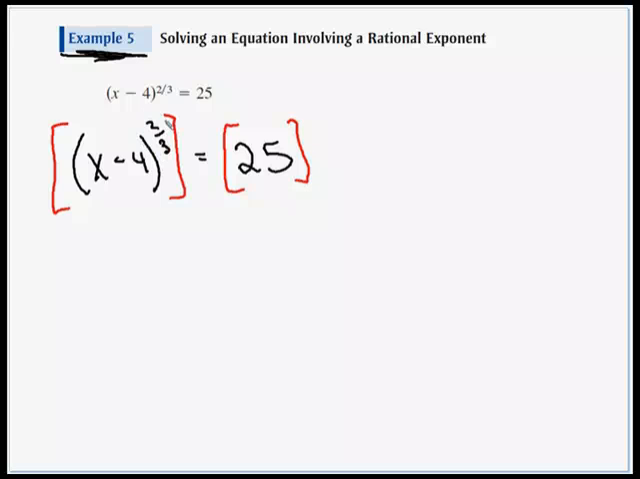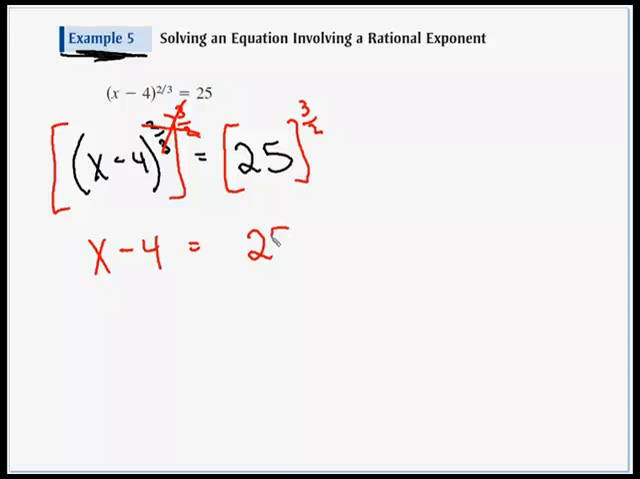And what would we use to get rid of this 2/3? Well, we're just going to use its reciprocal, 3/2. So now the 3/2 and the 2/3 will cross each other out and become a first power. So this is just x minus 4 to the first power. And of course, to be fair, we're going to have to do this side by the 3/2 power too. And let's see if we can work with that 25 to the 3/2 power. It's a number to a rational exponent, but don't be scared.